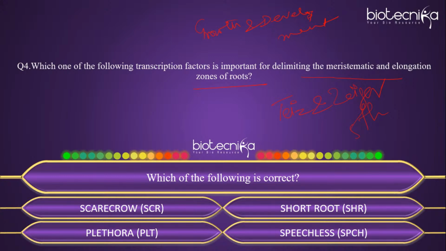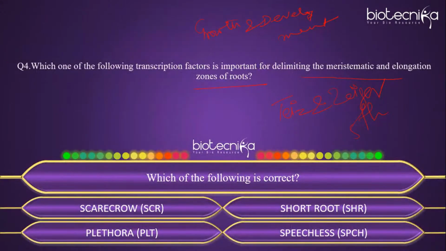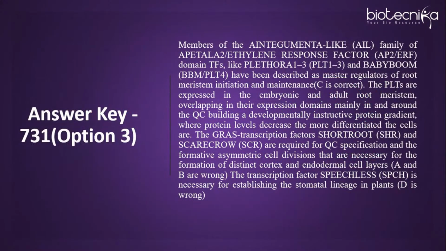So which one should be the option? It's a very direct question, and you have to be very thorough with each and every function of the genes mentioned in the book. The option is option 3, the PLETHORA gene. PLETHORA comes as two genetic products, PLT1 and PLT2. Apart from delimiting the meristematic and elongation zones, PLT also controls the auxin concentration, so it has a relation with auxin regulation as well. And everyone knows how important auxin is for root development, right?